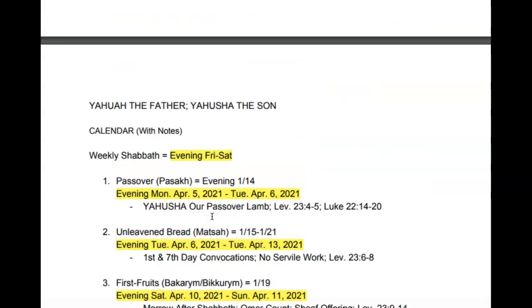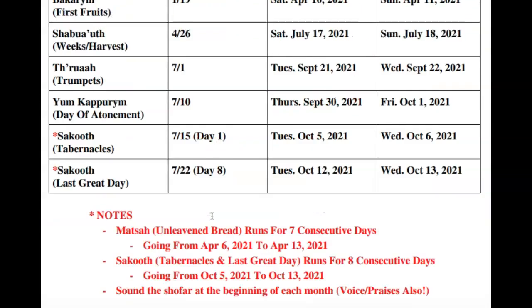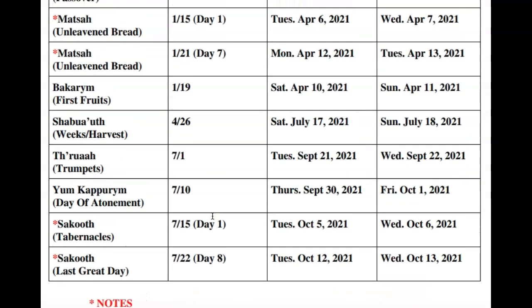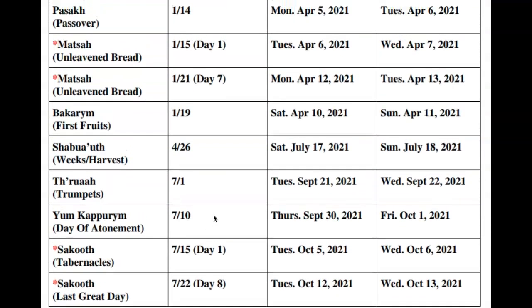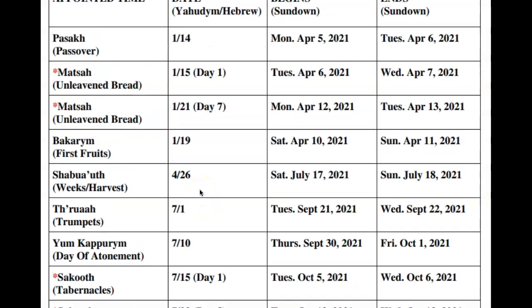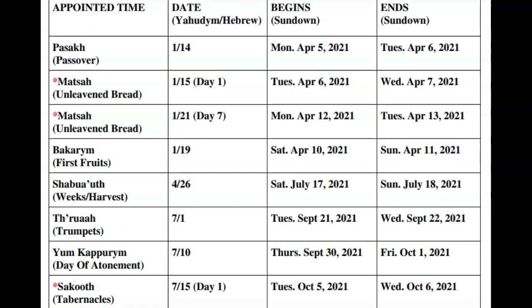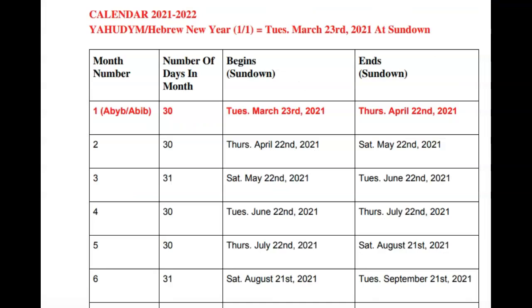So again, this is the document right here that lists all the appointed times. I will leave it in the description box below so you can print it out for your reference, for you and your family, or for your household, or whomever it is to be serviced to. So these are the respective dates for 2021 through 2022 as it's known in the Gregorian and when they begin.